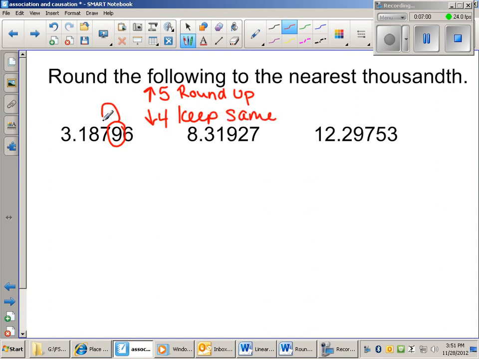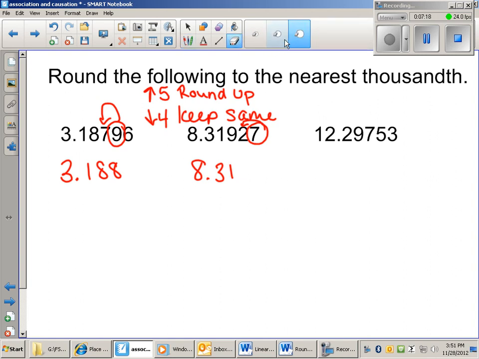3.188. Next one, the 4th value, 1, 2, 3, 4, is this 7. The 7 will round this 2 up to a 3, so it'll be 8.31. Oh my gosh, I just made a mistake. Just kidding. I hope you caught my mistake too. So this should be, the 4th number is the 2, which is lower than 4. So that keeps this number the same at 8.319.